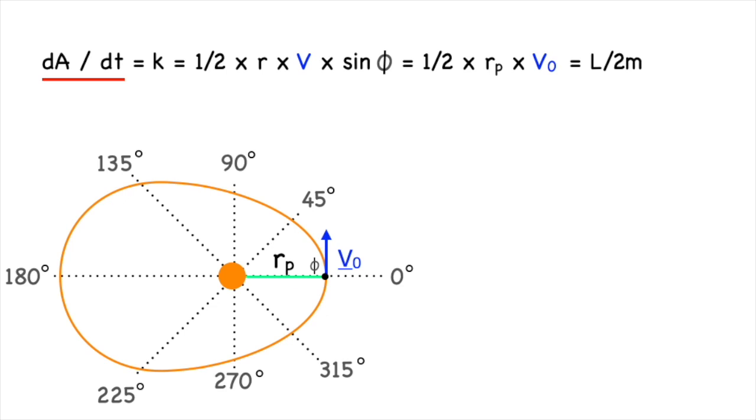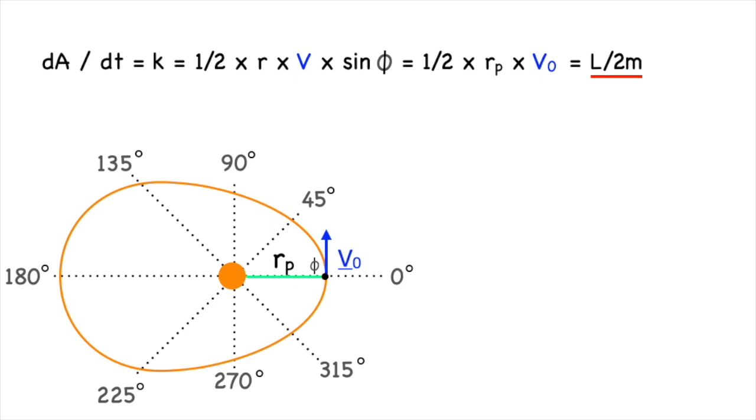dA/dt signifies that we are talking about the area swept out by a planet per unit time. K indicates that this quantity is constant for a given orbit, consistent with Kepler's second law. 1/2 times r times v times sine phi is the general expression for this quantity at any given point in the planet's orbit. 1/2 times rp times v naught is the expression for this quantity at a particular moment in the orbit, that is, when the planet is at perihelion.